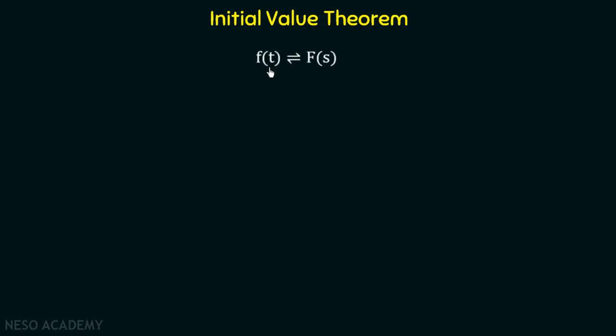Suppose f of t is a time domain function having a Laplace transform f of s, then the initial value of this function will be limit t tending to 0 f of t, which is equal to f of 0 plus, and it is equal to limit s tending to infinity s multiplied with f of s. So the initial value of this function in the time domain is limit t tending to 0 f of t, and its initial value in the s domain is limit s tending to infinity s multiplied with f of s.